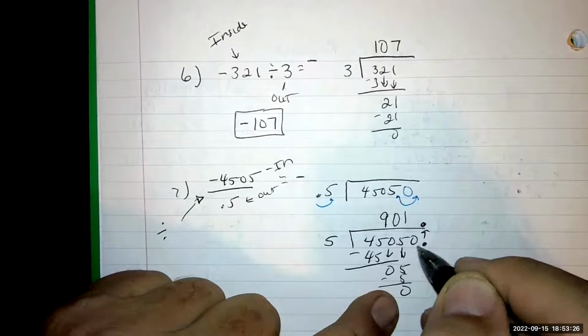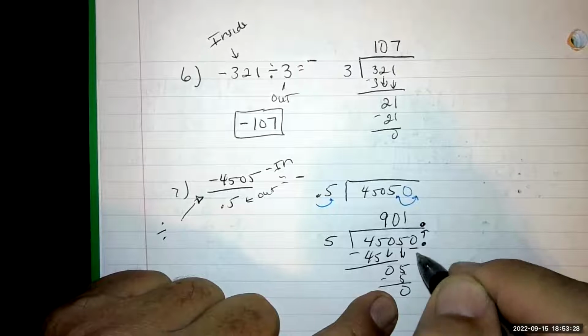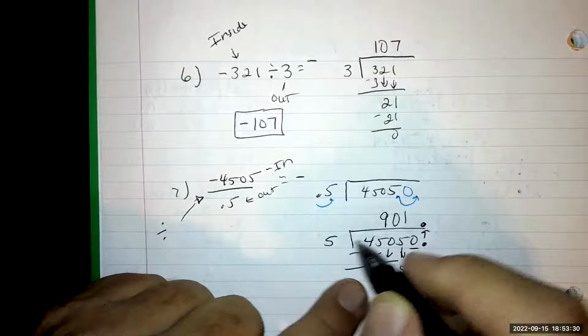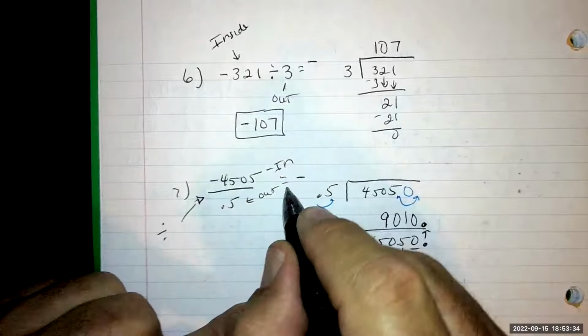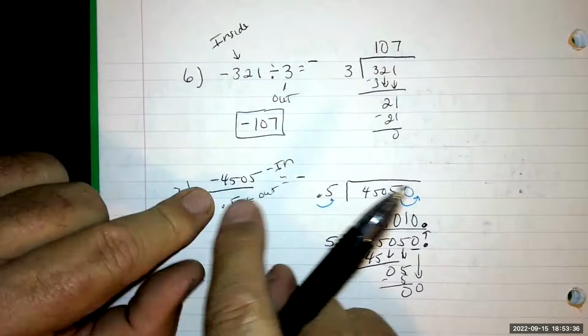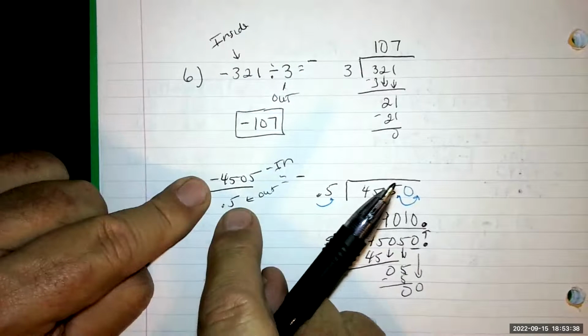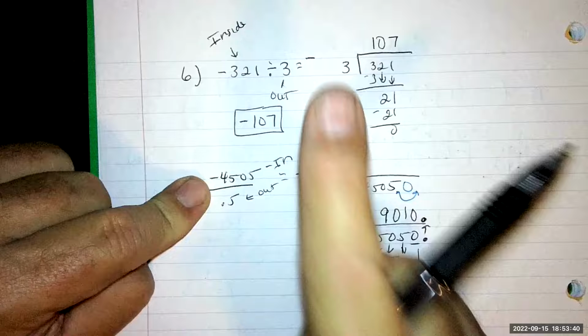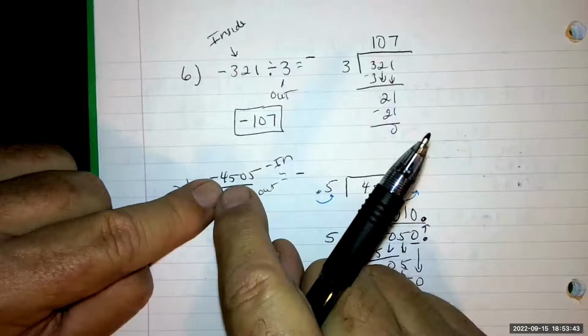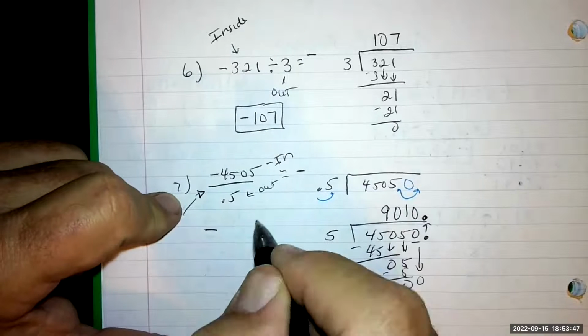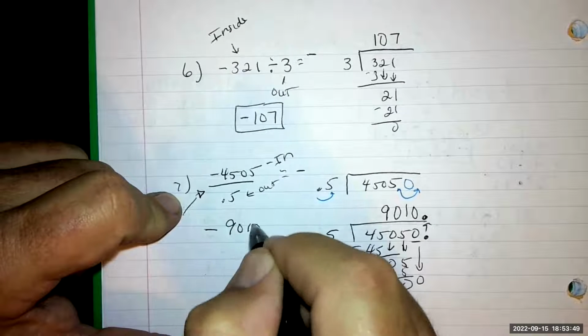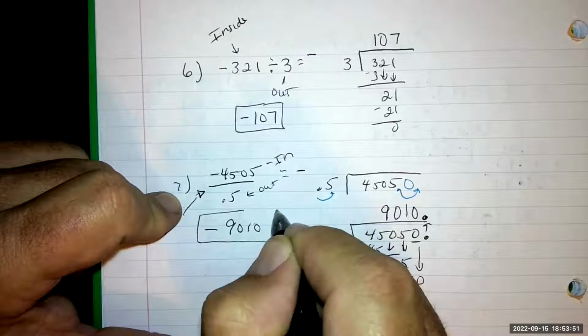Now look, I still have a spot here. I have to bring it down. And how many times does 5 go into 0? 0 times. So we know our answer is negative. How many negatives do you see here? 1 here, none here. So 1 negative means you're negative when you're multiplying and dividing. So my answer is going to be negative, and it looks like 9,010. That's my answer right there.